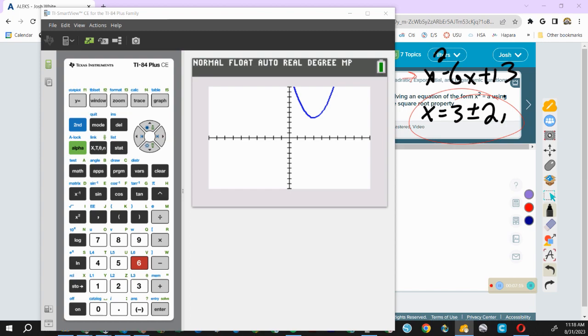Well, what happens when I do 3 plus 2? I get 5. And 3 minus 2 is 1. Okay? If I flip that parabola upside down, what do you notice? It hits the x-axis at 5 and at 1. Whoa, weird. So let's say I had an x to the 5th.